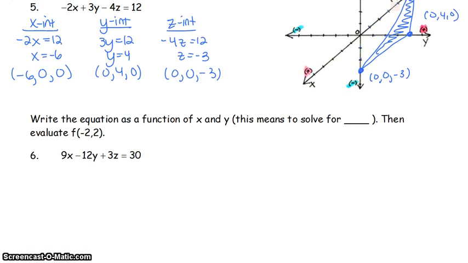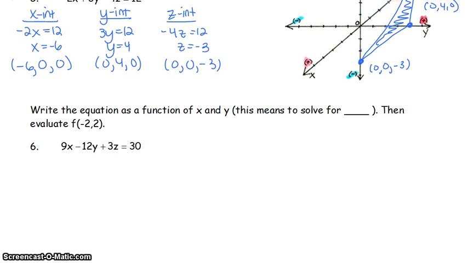Next. Alright, so we plotted points, we graphed equations. Now we are going to write an equation in function form. So you're used to f of x being the function form, so that it's written as a function of x. Now we want to write the equation as a function of x and y. It's a lot easier than it sounds.